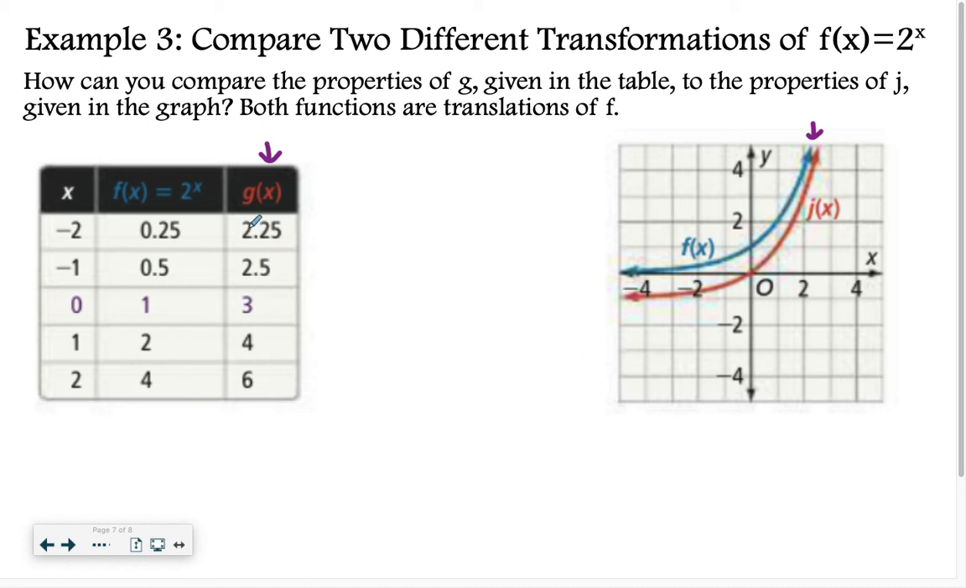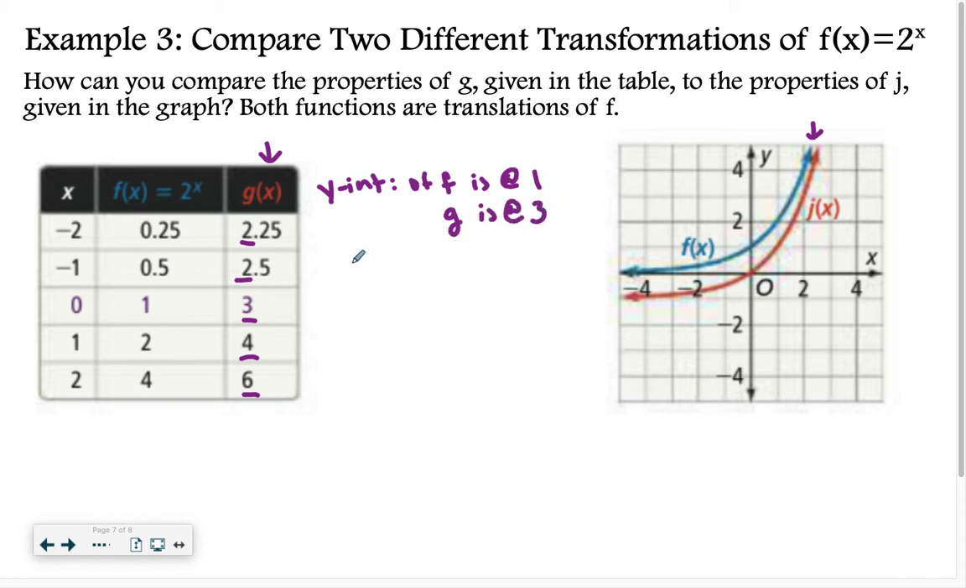So you can see that each of these are 2 units higher, right? I added 2, I added 2, I added 2, I added 2, I added 2. 4 plus 2 is 6, 2 plus 2 is 4, 1 plus 2 is 3. Okay, so for g, the y values are 2 units greater. So that means a couple of things. One, the y-intercept of f is at 1. The y-intercept of g is at 3.